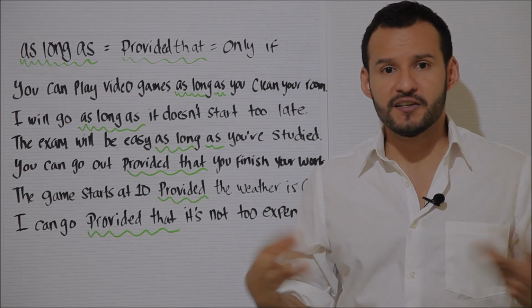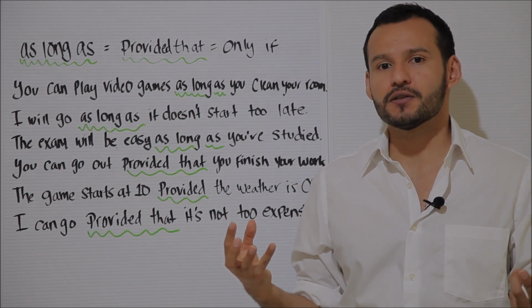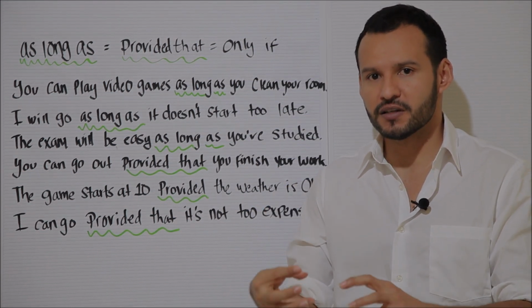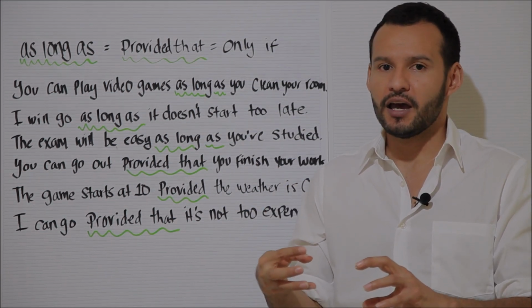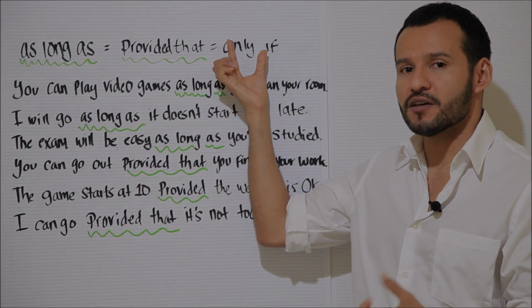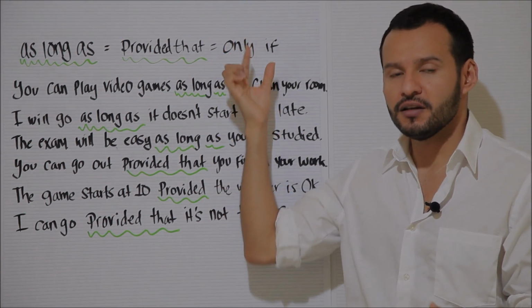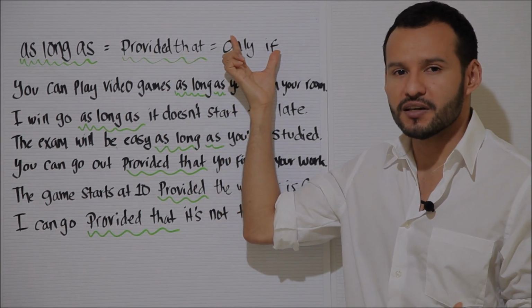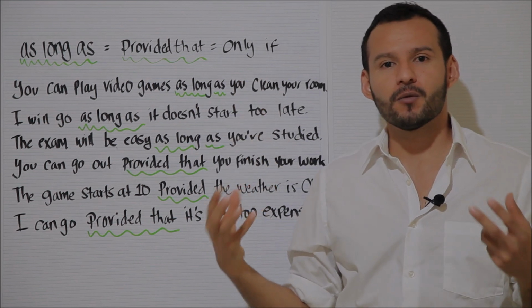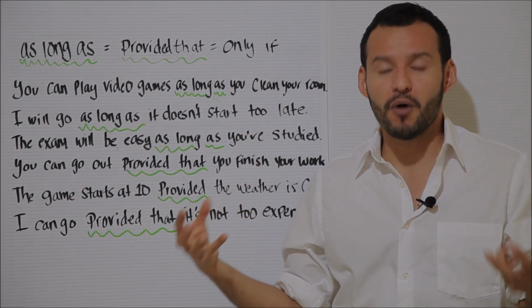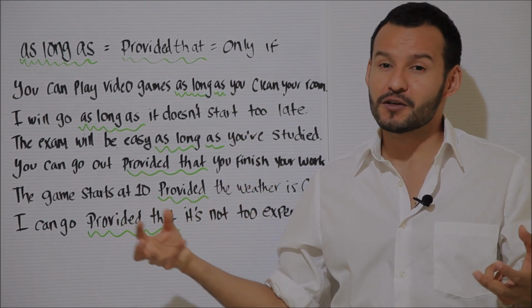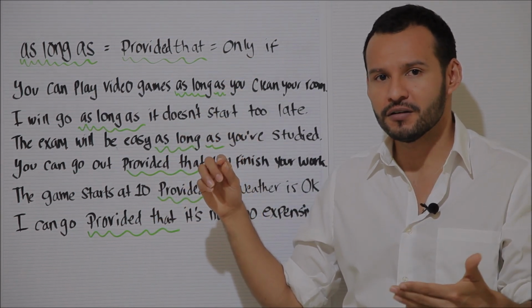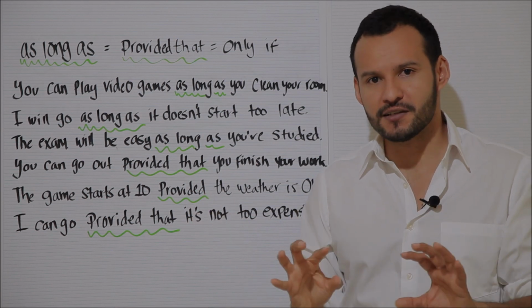So that's it. Pretty easy, right? Basically, you use these expressions to indicate that something will happen only under specific conditions. And so it has the same definition as only if. Now, of these three expressions, probably the easiest one is only if. And it's probably the one that you will feel the most comfortable with. And so you might be tempted to keep using only if, only if, only if. I would recommend that you resist it.